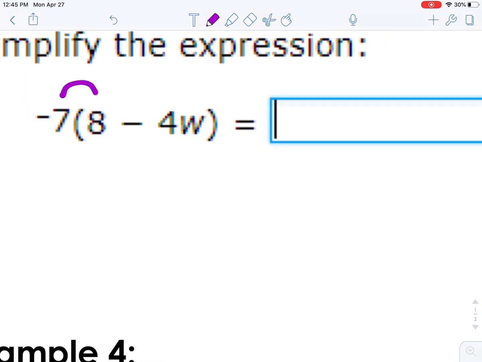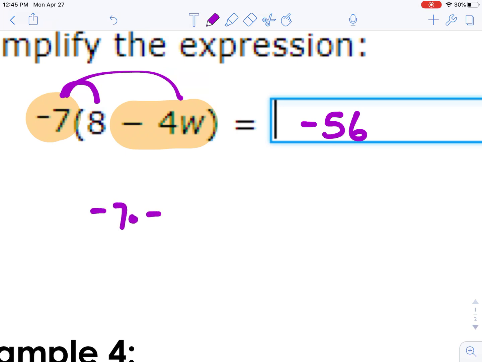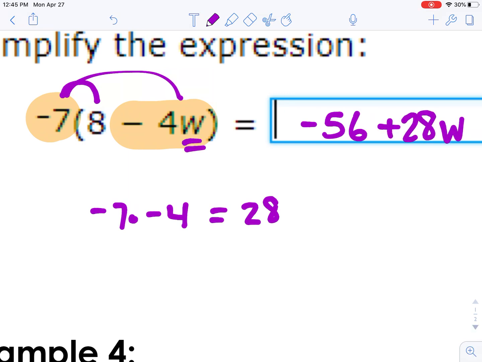They do get a little trickier just with the signs. You just want to be careful. Negative 7 times 8 is negative 56. And look and see how I'm highlighting. You may use your calculator with your multiplication. This is saying negative 7 times a negative 4. A negative times a negative is a positive. So it's going to be a positive 28, and don't lose that W when you distribute.